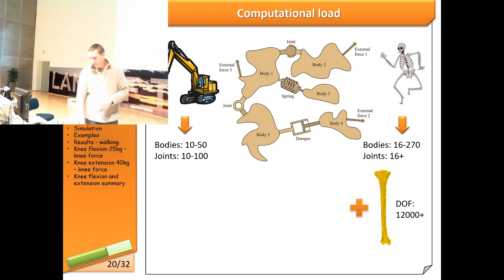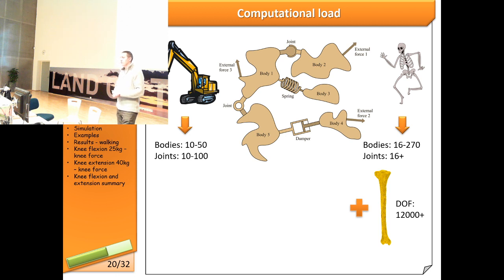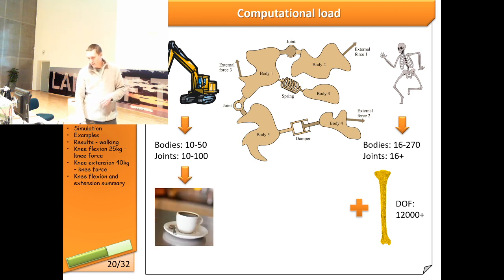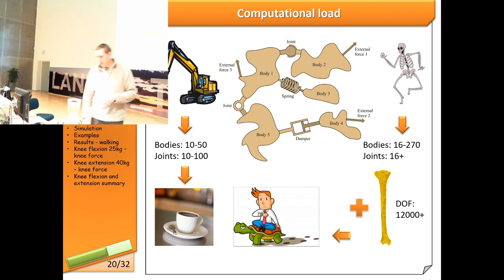So now when you add a 12,000 degrees of freedom finite element model for just one bone, you realize that the simple one you can solve while drinking a cup of coffee and you get a solution, but the other one is really, really slow. So because of the number of degrees of freedom, especially when you add the flexible parts, you have to be careful how you do it.